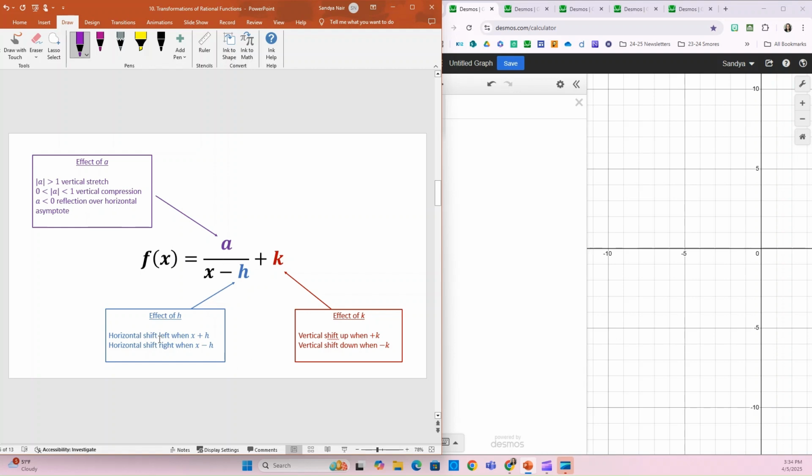It's going to be shifted to the left if we have x plus h in the denominator, and shifted to the right if we have x minus h in the denominator. It's going to be shifted up when k is a plus k value, and then it's going to be down when we have a minus k.